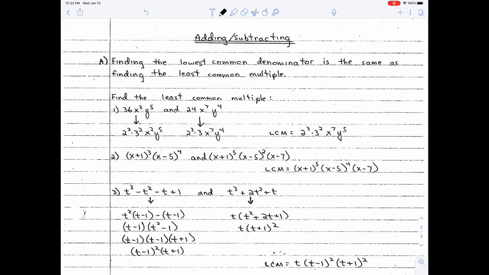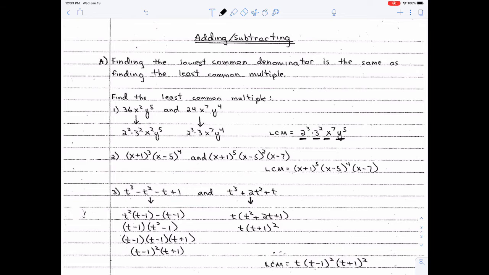Okay, so again, let's find the lowest common denominator and just go through some more examples. So if we have 36x squared y to the 5th, that factors into 2 squared, 3 squared, x squared, y to the 5th. And if we have 24x to the 7th, y to the 4th, that factors into 2 cubed times 3 times x to the 7th, y to the 4th. So we write down the 2, we write down the 3, we write down the x, and we write down the y. Now what's the largest exponent for each of those?